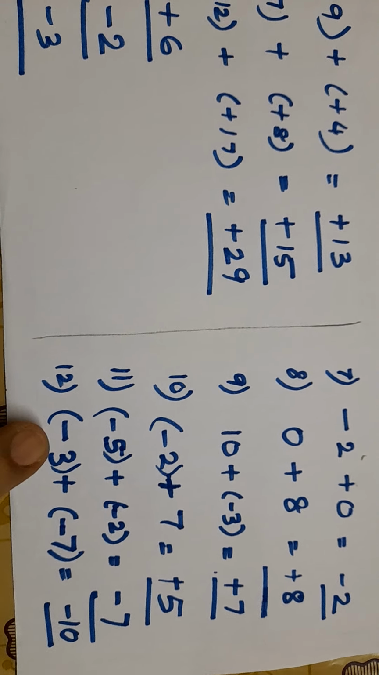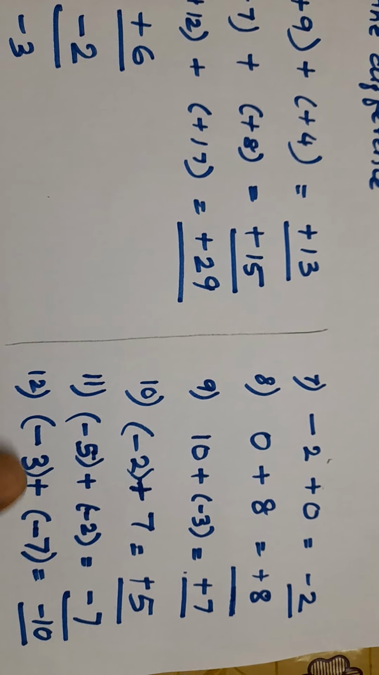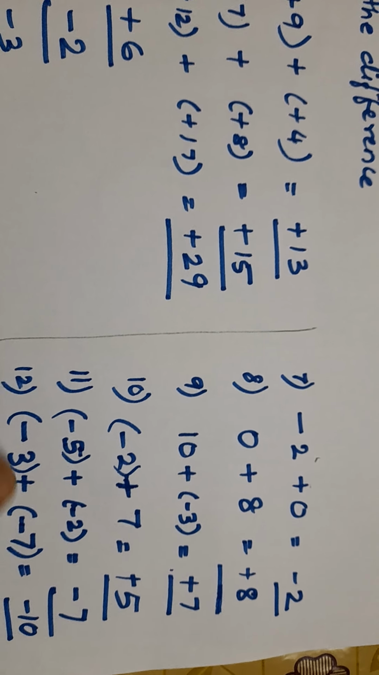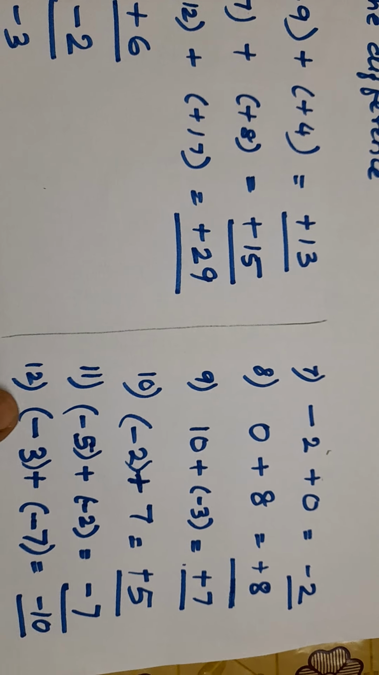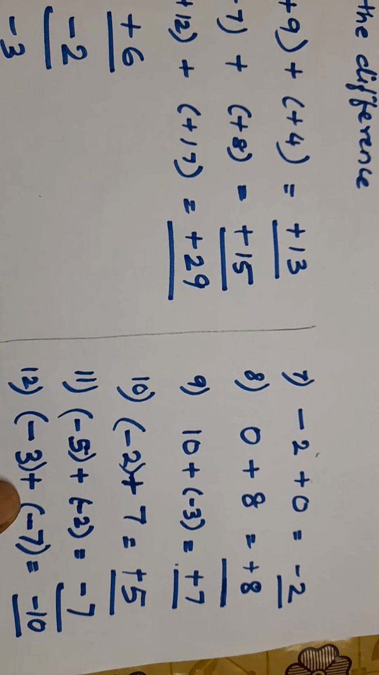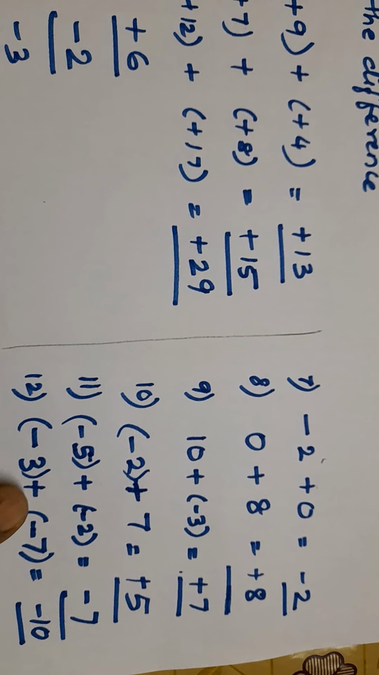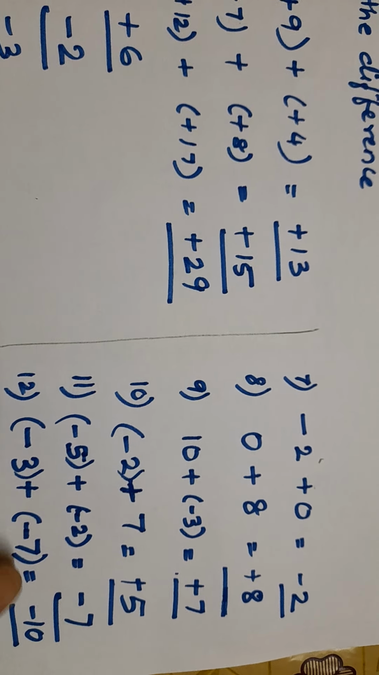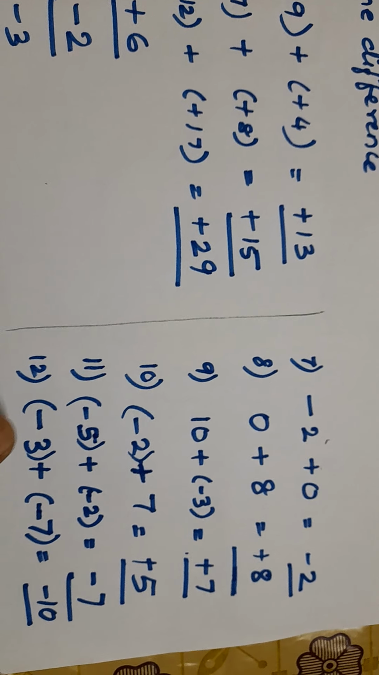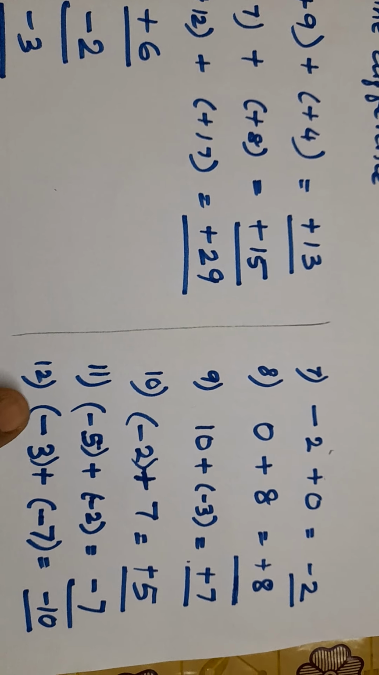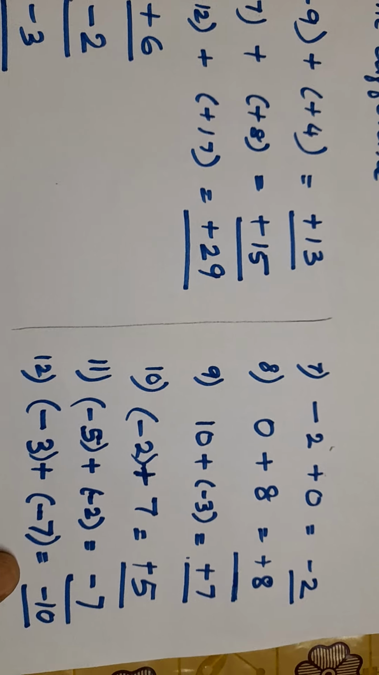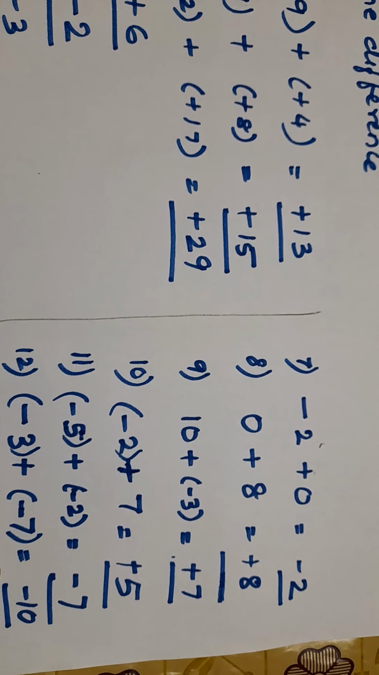Now here minus 3 and minus 7, these are negative numbers. Both the numbers have same sign. When you add two integers with same sign, you have to simply add the numbers, that is 7 plus 3 will give you 10, and you have to give the common sign to the number. Here the common sign in both the numbers is minus, so the answer is minus 10.